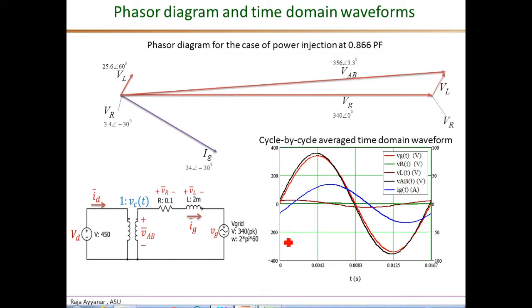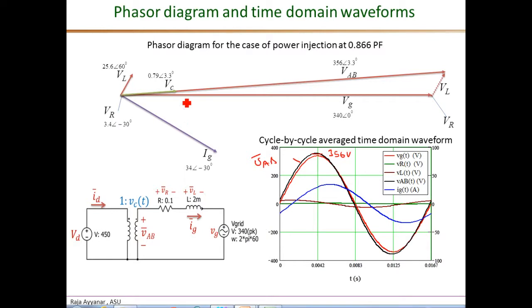Okay, then the corresponding time domain waveform of VAB is shown here. That is this black sinusoidal waveform, and this can also be obtained by the addition of the instantaneous VG, VL, and VR. So that will come out to be this peak value of 356 volts, and it leads the reference phasor, the grid voltage, which is the red waveform, by 3.3 degrees, and that can also be seen here. It's very close, but it is a leading waveform with respect to the red waveform.